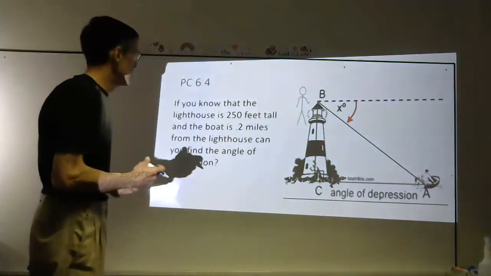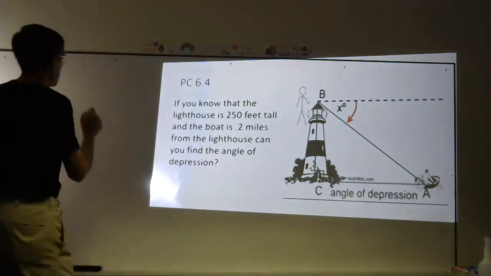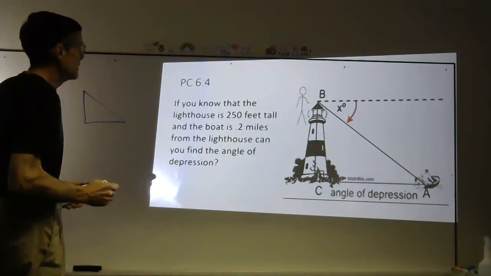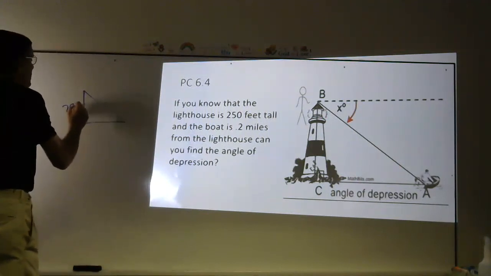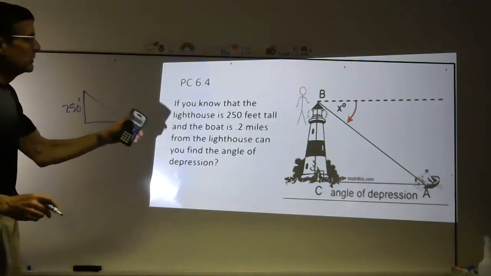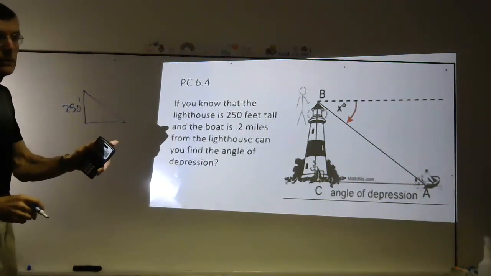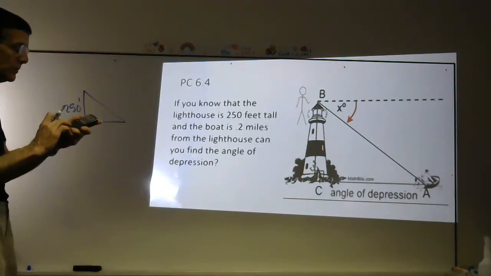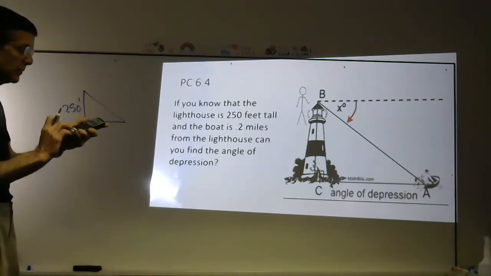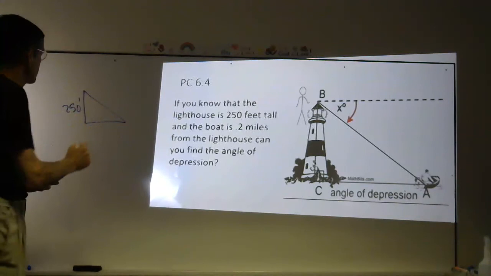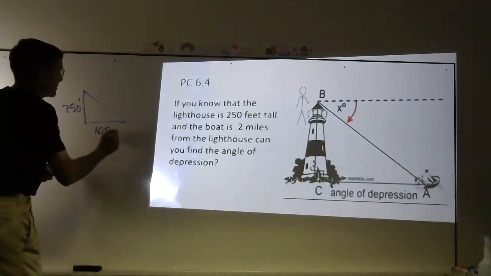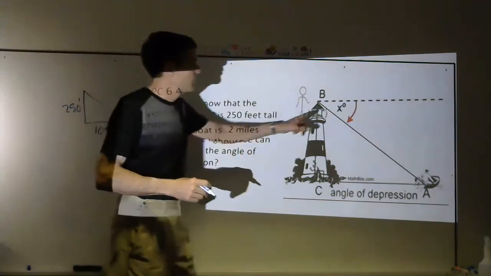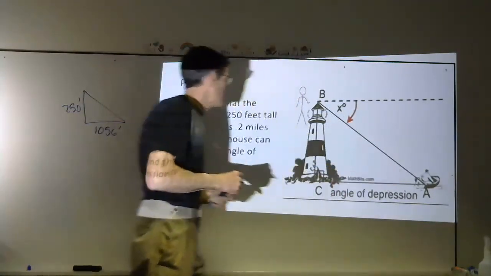So what we can do to set up this particular problem is, okay, the height of the lighthouse is 250 feet. The boat is 0.2 miles. We can't have feet and miles in the same problem. So I'm going to have to take 0.2 times 5,280 feet in a mile. This is 1056 feet. I'm trying to find the angle of depression, which is up here, but we know it's the same as down there.